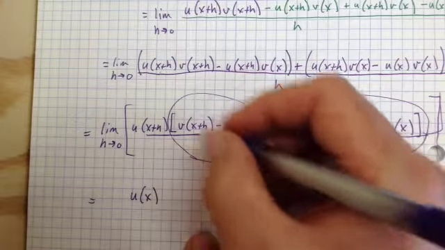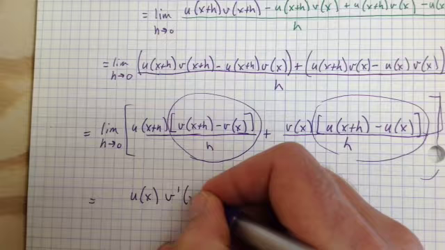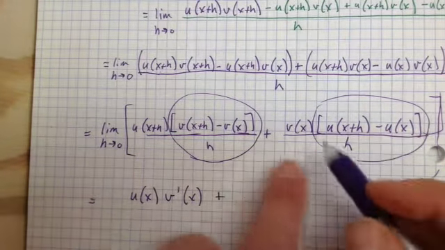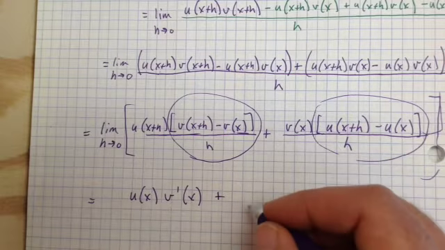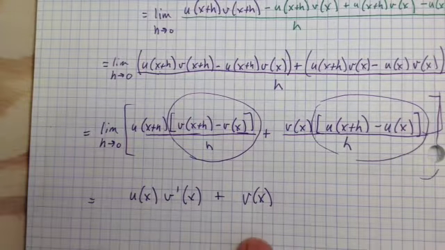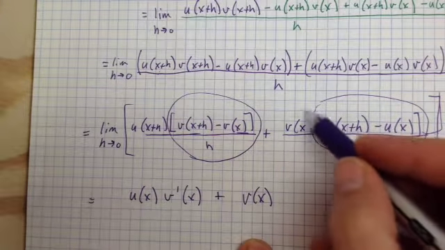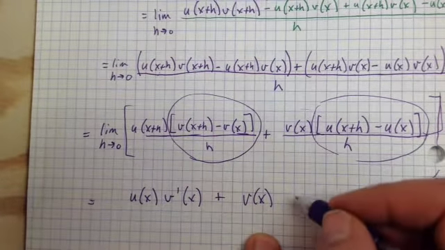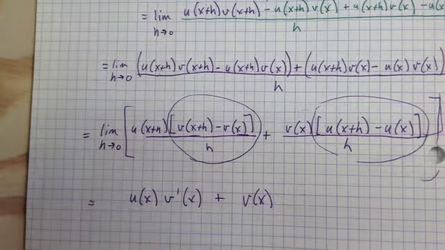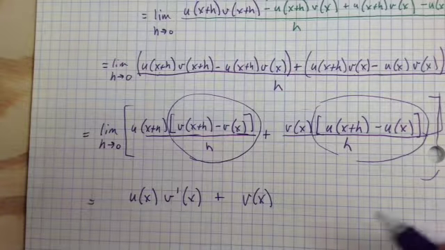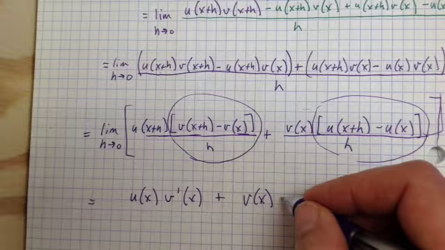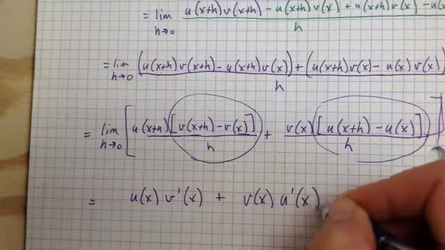This whole thing here is v prime of x as h goes to 0. Again, over here, this is just v of x. There's no h in it at all. h going to 0 has no effect whatsoever on the v of x. And this whole thing, of course, if you look at it carefully, pause the video, look at it more carefully. Come ask if I'm glossing over that too quickly. That is u prime of x. And there you go.